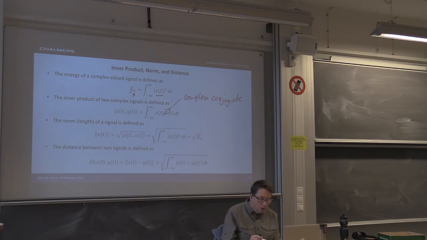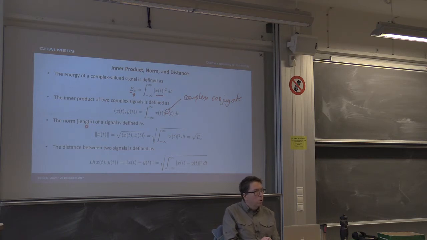Okay. So we take x and multiply with y conjugate, and then we get something, and then we integrate that and we get a number, typically a complex number. But that's what we call the inner product. So x comma y gives this inner product. The order of x and y is important here because we conjugate y, not x. So the order is important.